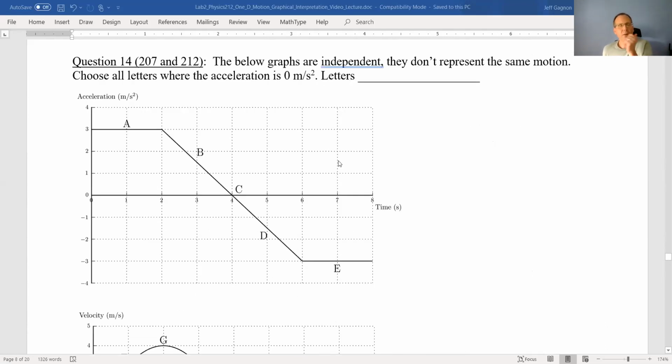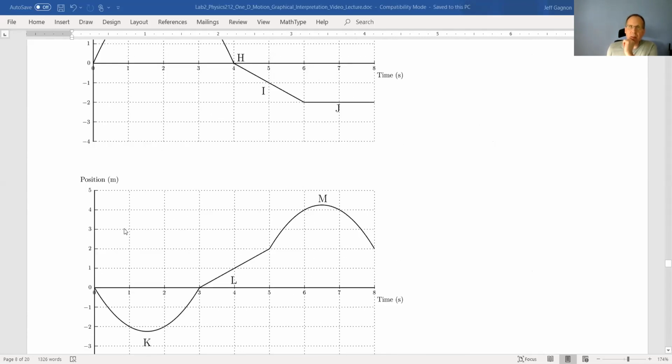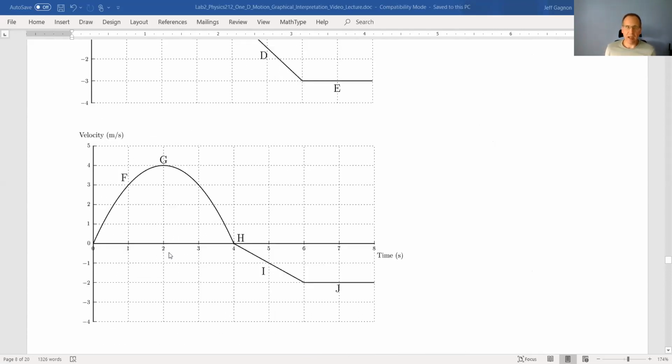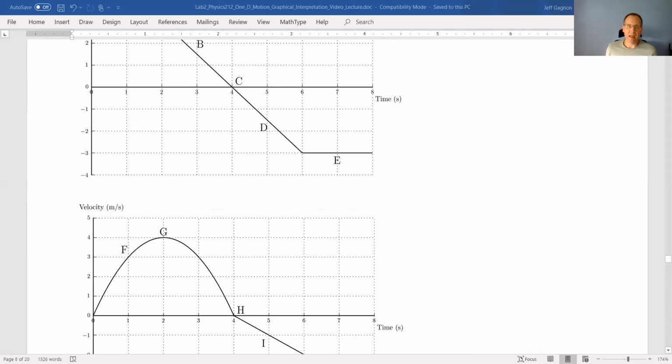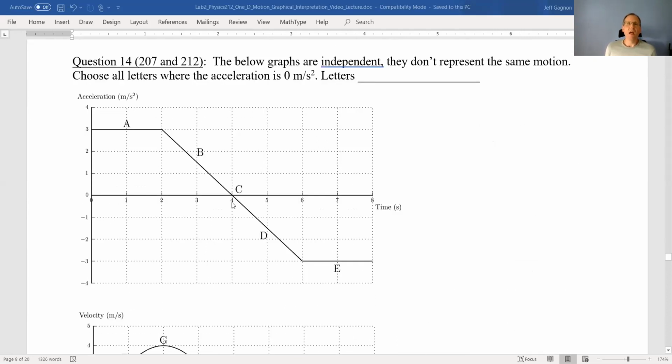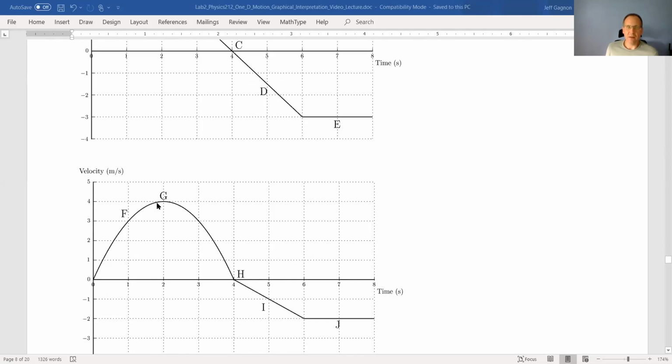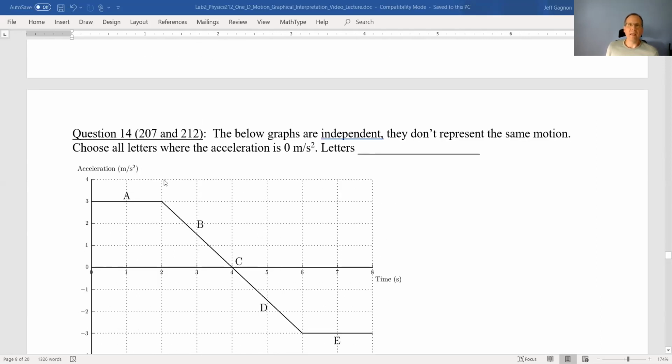Then this question, question 14, again, both classes 207 and 212 will answer this question. I give you 3 graphs. One is acceleration versus time, one's velocity versus time, one's position versus time. They don't correspond to the same motion, okay? So they're not acceleration, velocity, and position graphs of the same motion. They're different motions. But given these graphs, I want you to indicate the letters, so A, B, C, D, E, F, G, and so on, where the acceleration is 0, okay? So you have to think about it.